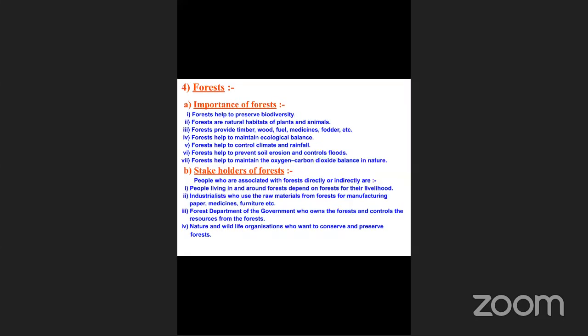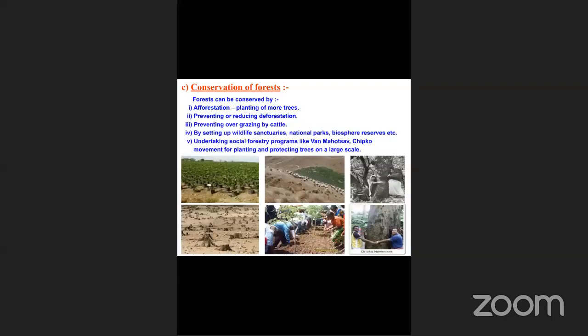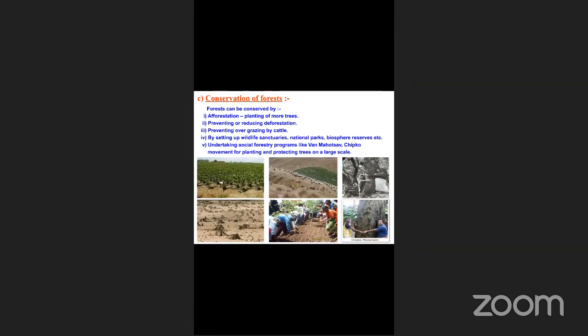Next, we see conservation of forest. What is the meaning of conservation of forest? Saving. Yes, very good. How to preserve, how to save our forest. Preserving. How to prevent them from exploitation, how to save them.